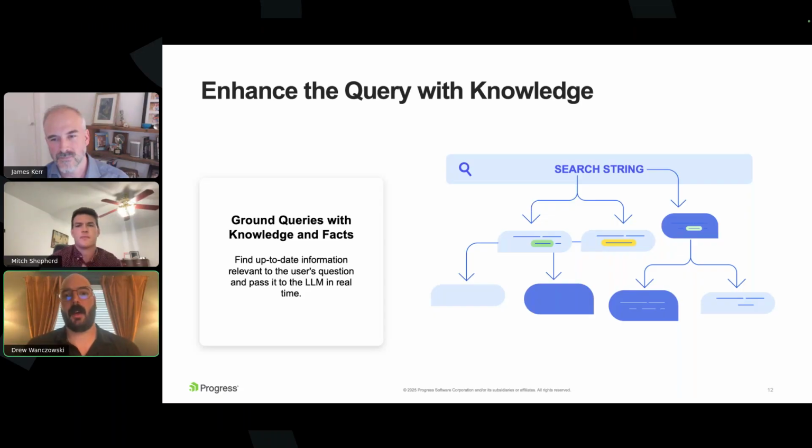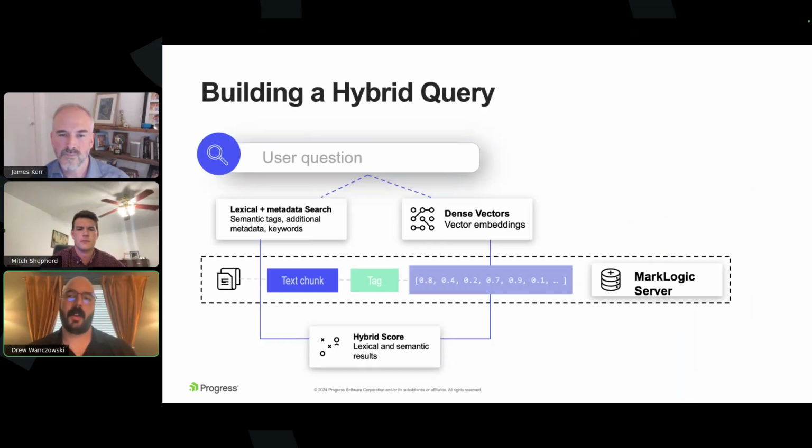So we're going to look at a way to do this using both lexical indexes and vector indexes. So we want to find the most accurate content through each one of those models. So how do we do that? When a user comes in and asks a question, we'll analyze that question in a few different ways. And we'll pass it through a lexical and metadata search against the documents, as well as a dense vector search.